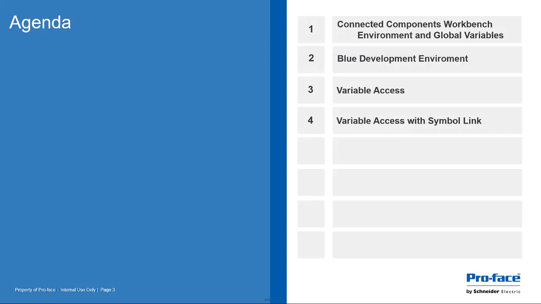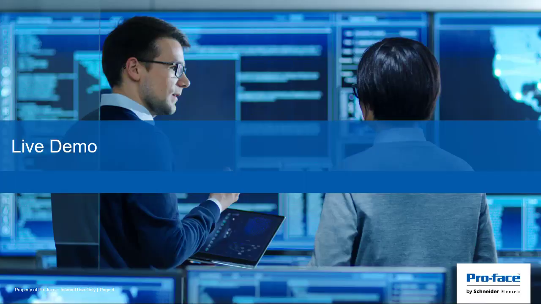So here's just a real quick agenda. First we'll go into the connected components workbench environment and discuss the global variable list. Then we'll get into the Blue development environment and discuss the different ways that we can connect and interface and talk to the Micro 820 running a runtime PLC program, how we access the variables, and then how we access the variables with symbol link. Okay, so let's go to the live demo.